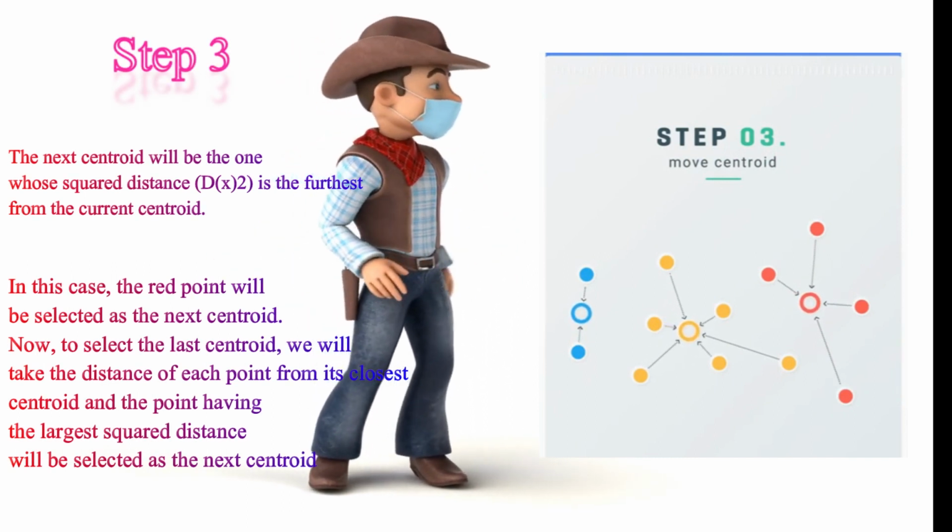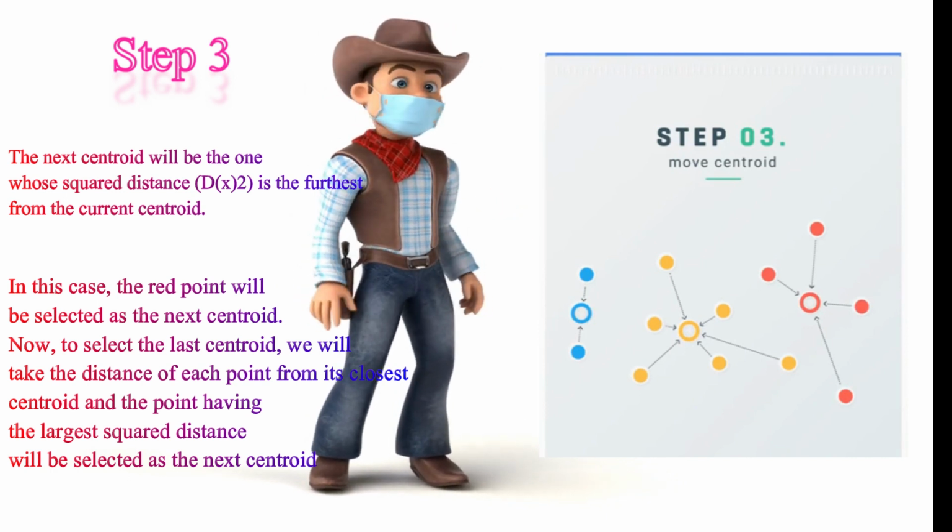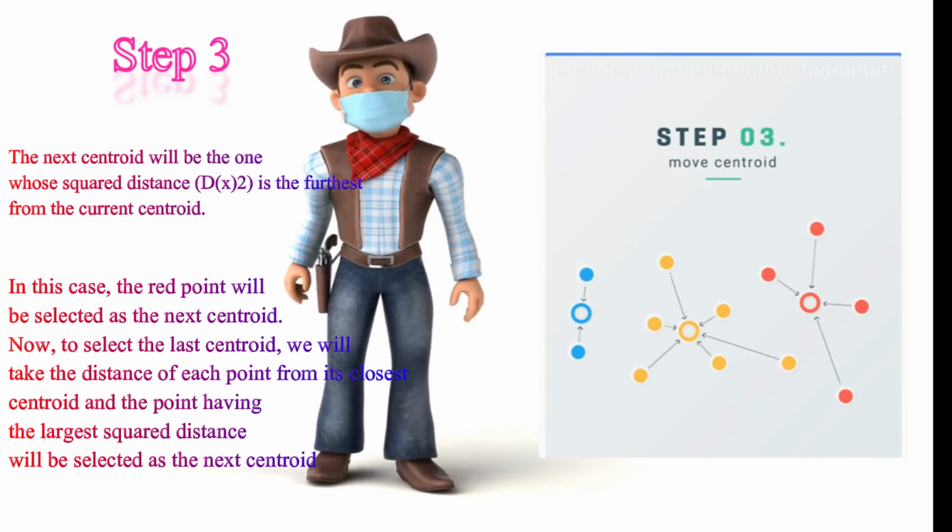Now, to select the last centroid, we will take the distance of each point from its closest centroid and the point having the largest squared distance will be selected as the next centroid.